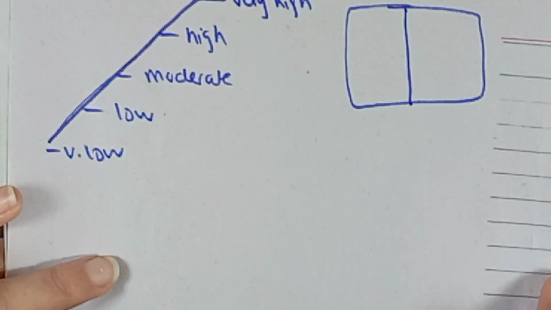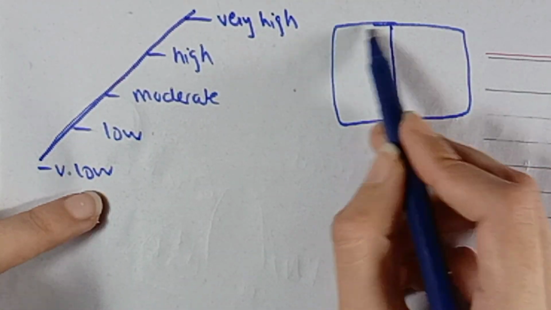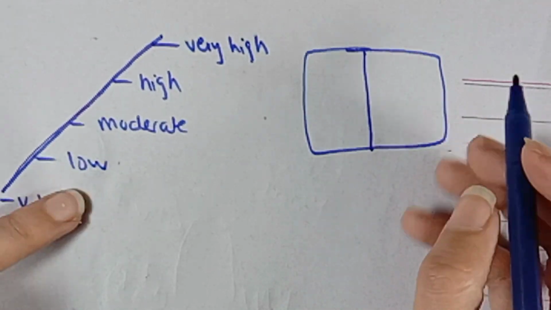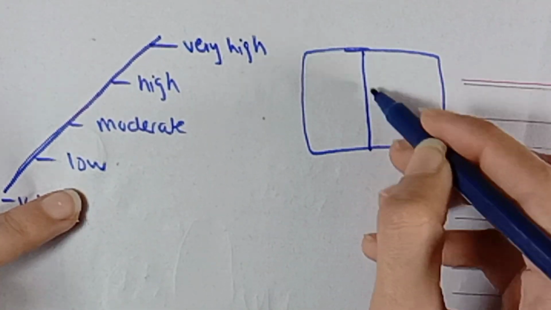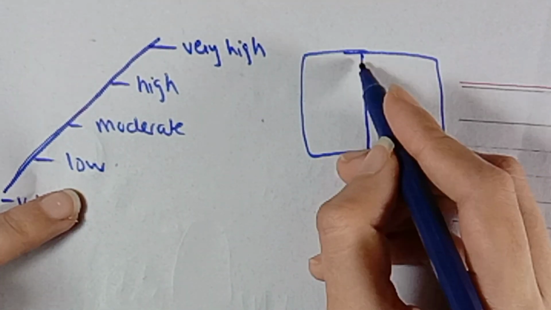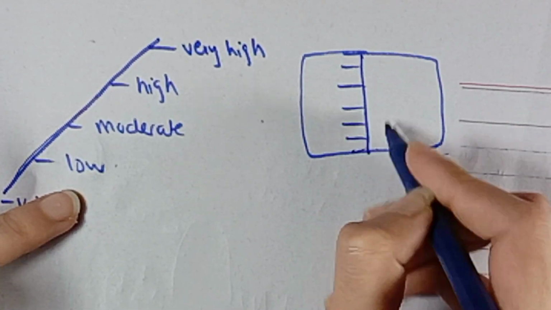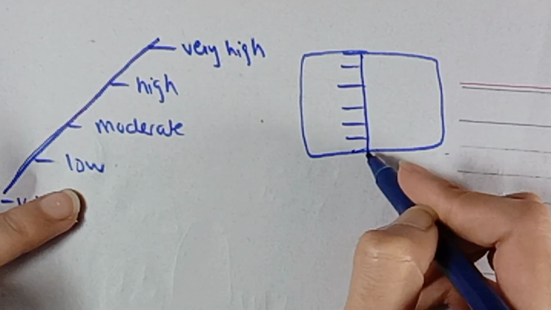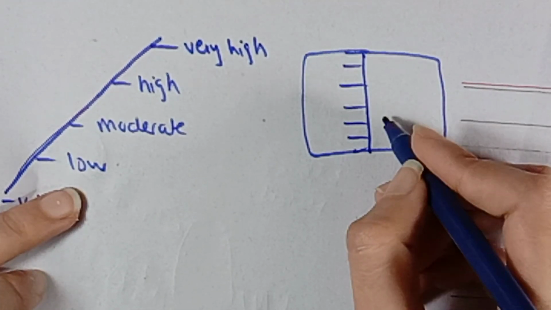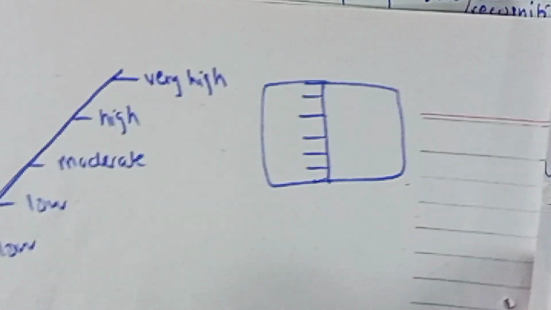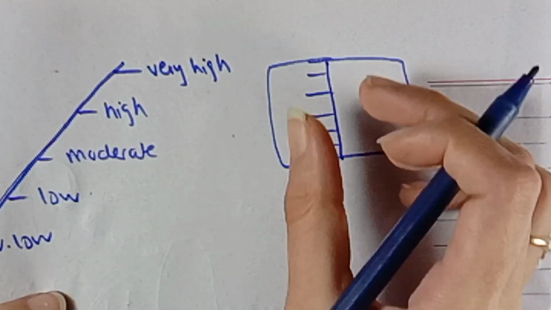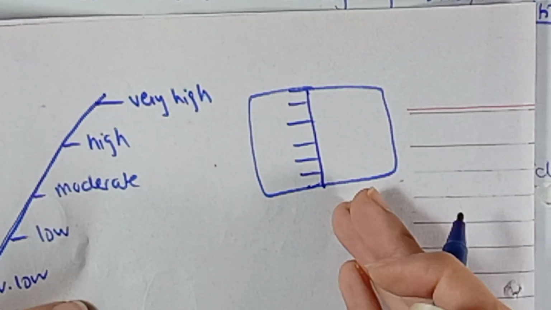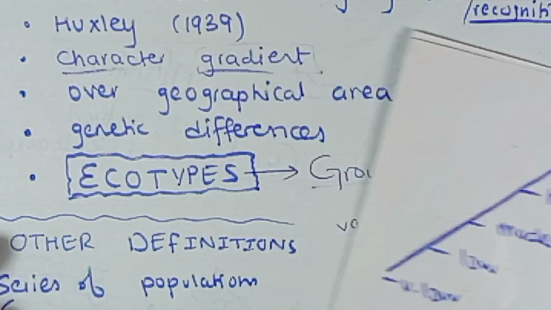Suppose this is a geographic area, and from here to here there is the same species, but the characters of the species vary from this point to this point. Now this is due to genetic differences. So what are ecotypes? Ecotypes are groups of individuals which vary genetically with respect to the geographic area.